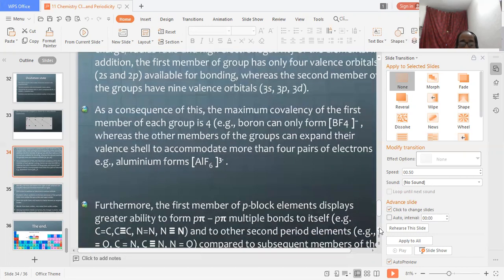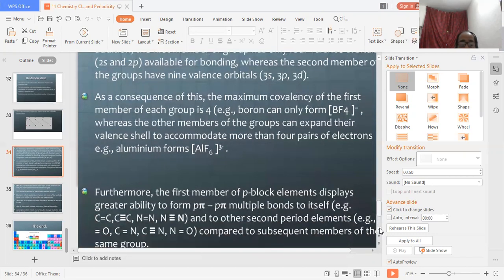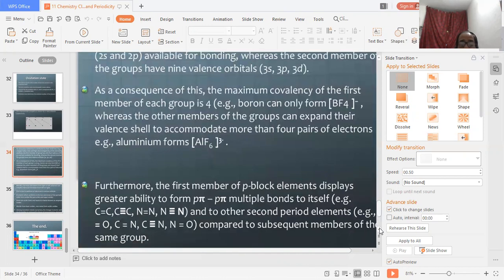Further, the first member of the P block elements displays a greater ability to form pi multiple bonds to itself, like carbon-carbon double or triple bonds, nitrogen-nitrogen double or triple bonds. And the other second period elements, like oxygen-oxygen double bond, carbon-nitrogen double or triple bond, nitrogen-oxygen double bond, compared to subsequent members of the same group.